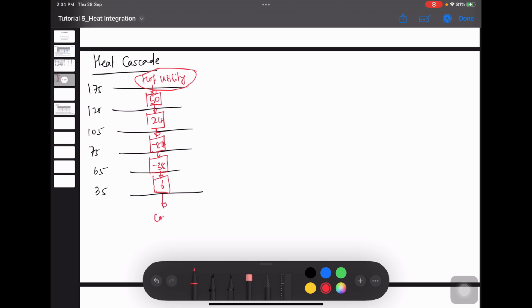So at the bottom we have cold utility. Alright, so we will perform the cascade now. Initially we assume our hot utility requirement is 0 and this will exchange heat with the lower interval, and we keep on adding the enthalpies. 0 plus 50, we have 50, 50 plus 24, 74, 74 minus 84, negative 10. Then we have negative 48, negative 48 plus 6 is negative 42.